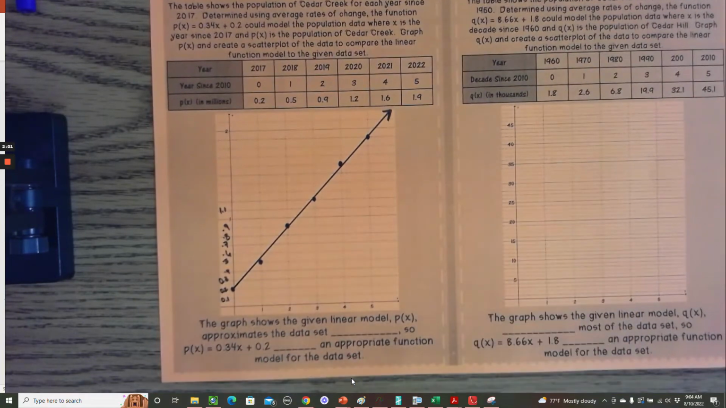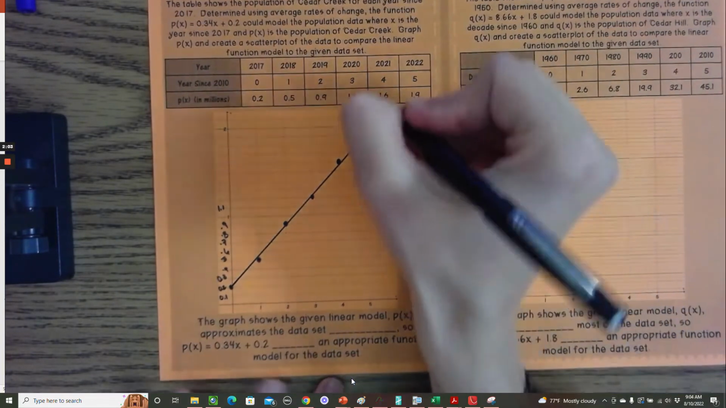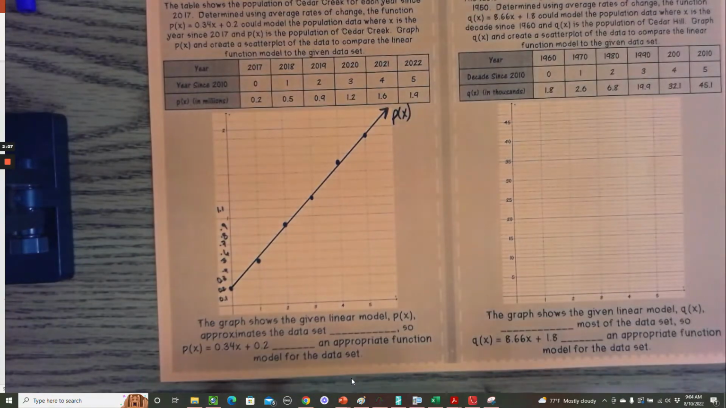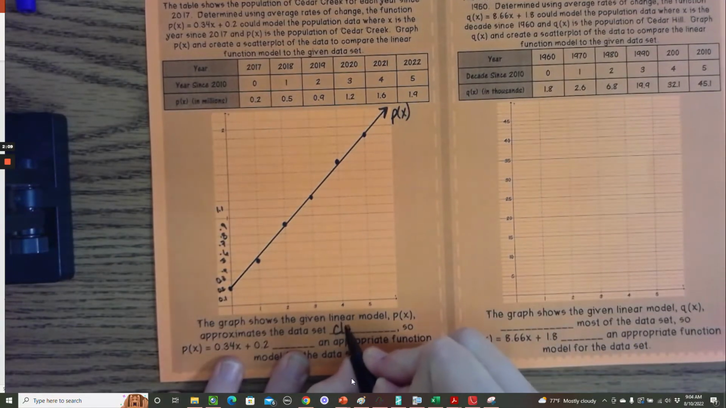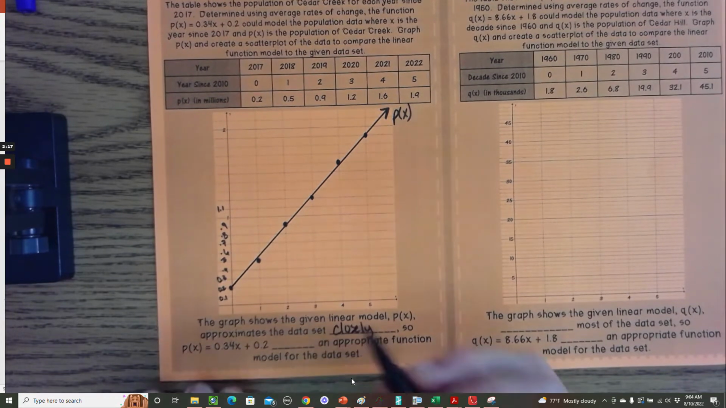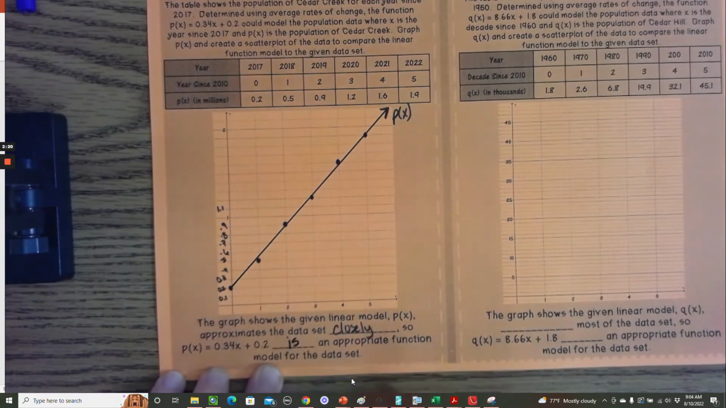Okay, so the graph shows the given linear model, p of x, that's this line, approximates the data set closely. All those points are very close, if not right on top of those lines. So p of x is an appropriate function model for the data set. So if those points fall pretty darn close, then you've got a good model there.